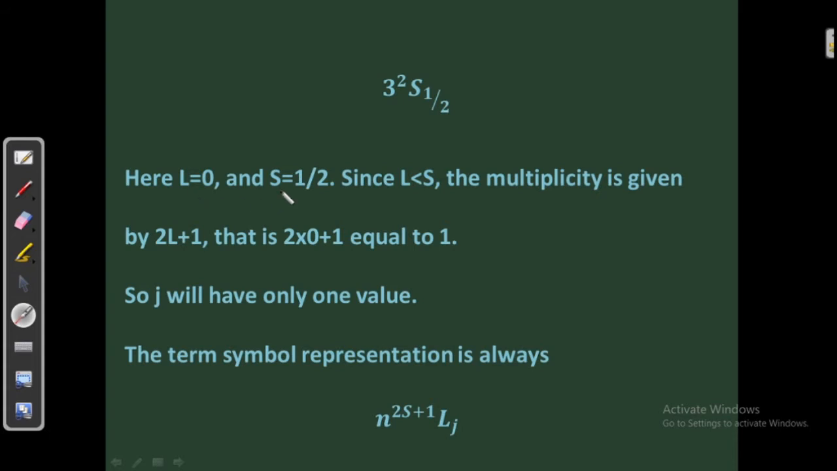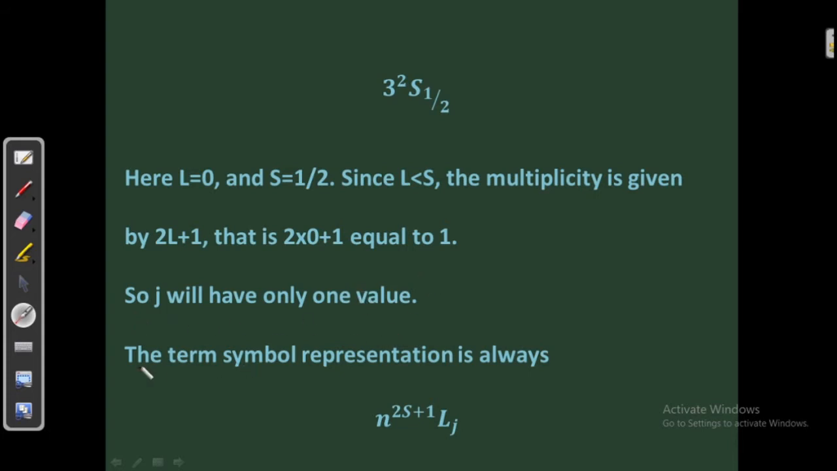And you can see that here L is less than S. So since L is less than S, the multiplicity is given by 2L plus 1. Since L equal to 0, 2L plus 1 gives 1. That means the multiplicity is represented by the number of values for J. That means J will have only one value in this case.